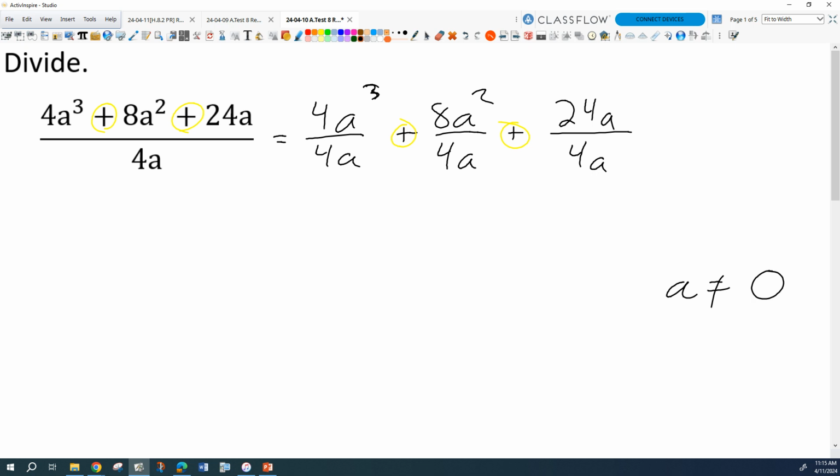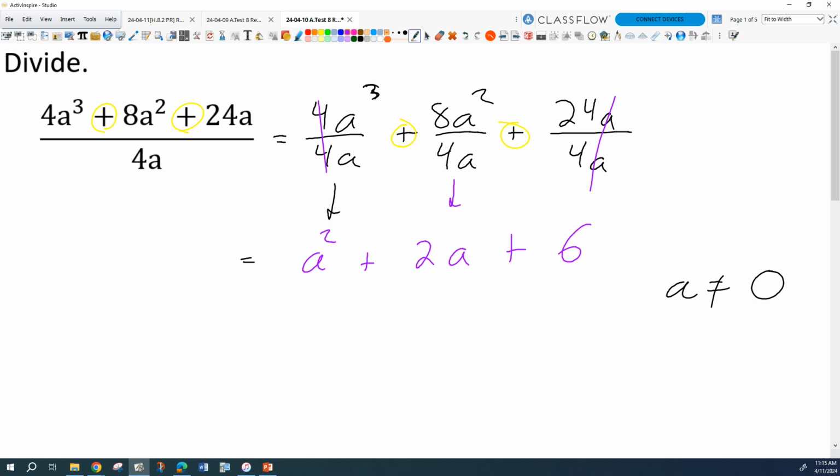And now all we have to do is simplify each one of these fractions separately. First one. What happens here? What do I get? 4a squared? Not 4, a squared. What happens to the 4's? They cancel. 4 over 4 reduces to 1. A cubed over a is a squared. Next one. 2a. Good. 8 over 4 reduces to 2. A squared over a reduces to a. Next, 6. Yeah, the a's cancel and I just get 6. Easy, right? No big deal.